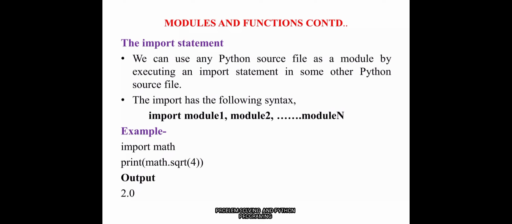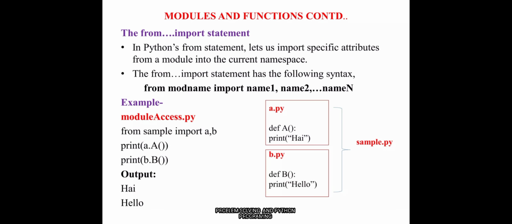So import math, the math module will be imported automatically from the library. Then print math dot square root of 4. So the square root function will be used, which is available in the math module. Actually in the Python library we have a number of different modules. So whenever I have to call a mathematical function, I have to call the math library. So before that only, we have given the statement here.